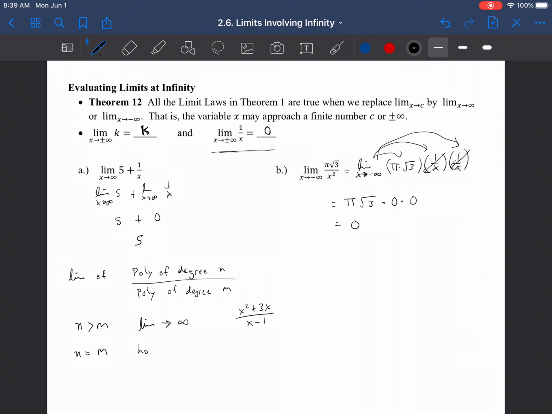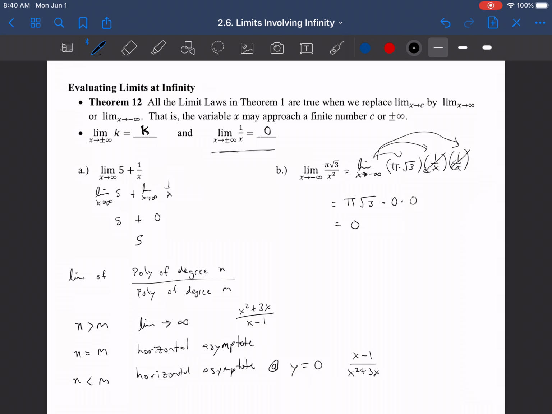And then here we can do n equals m, the numerator equals the denominator. This is going to give us a horizontal asymptote. And it'll be according to the ratio of the leading terms. And then the last thing we can have is n less than m. And when that happens, when n is less than m, you can end up with a horizontal asymptote. And this one will be at y equals 0. Okay? And that could be just x minus 1 over x squared plus 3x, the reciprocal of that first one we did. Okay?